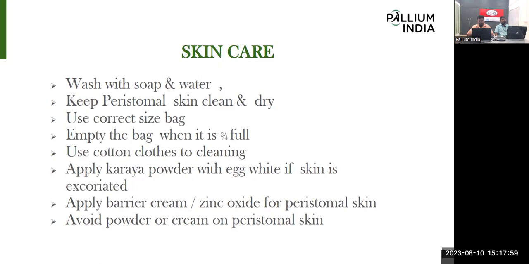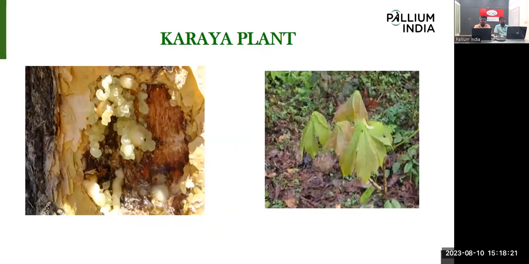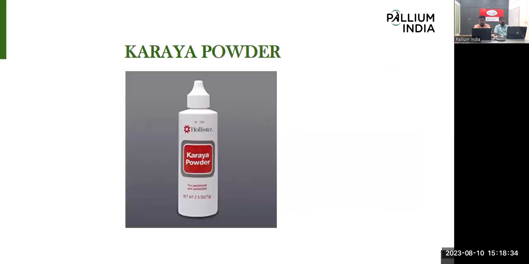For cleaning, only cotton cloths can be used, because cotton is skin friendly. Then if we notice any skin excoriation in our assessment, we can use karaya powder. This is naturally obtained from the karaya tree. When the tree is cut, the oozing substance is dried and made into powder form. Commercially, we can get karaya powder like this.